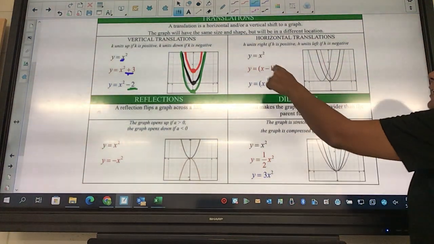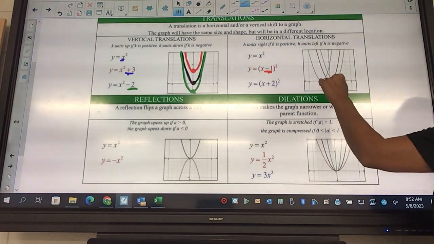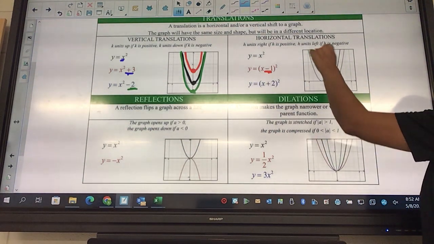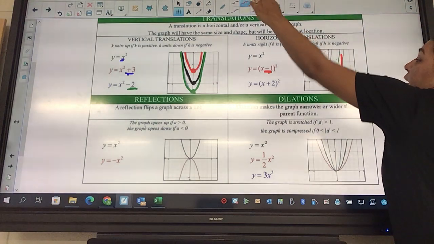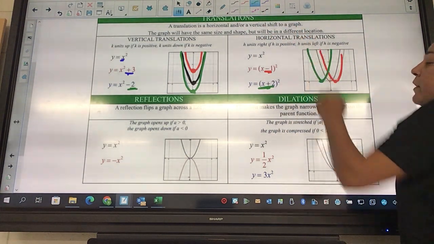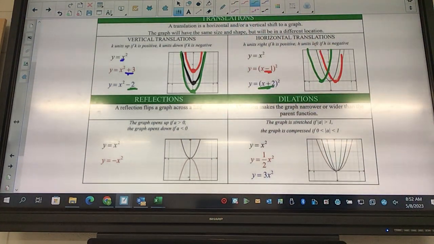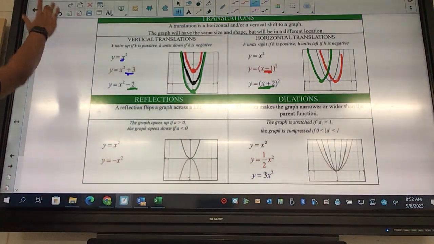Okay, same thing with the left and right. That says minus 1, so we're going to the right one. This is our new vertex, okay? Or if we go over, then you're going to go over 2. That means it moved over that way, okay? So all these are going to be shifting left, right, up, down, okay? And then same thing here that shows you that stretch and compression.